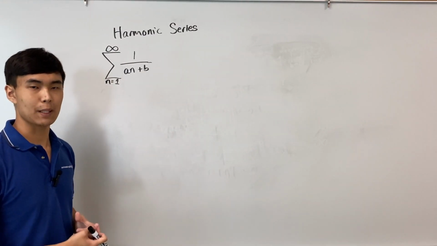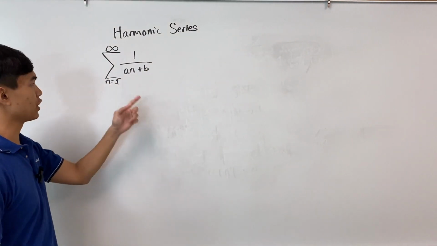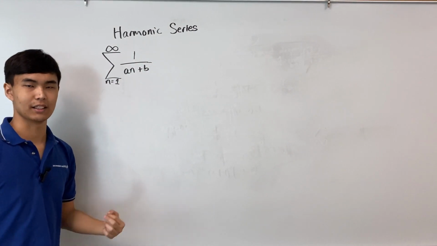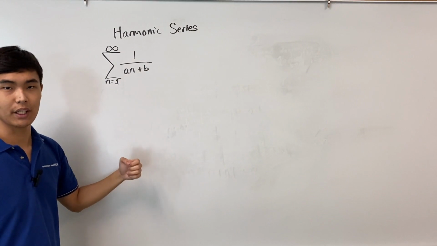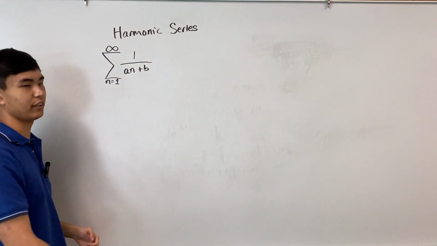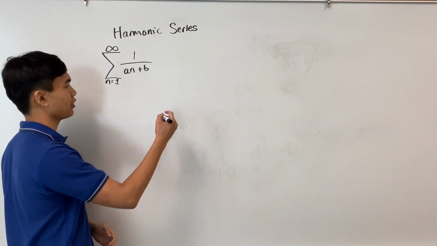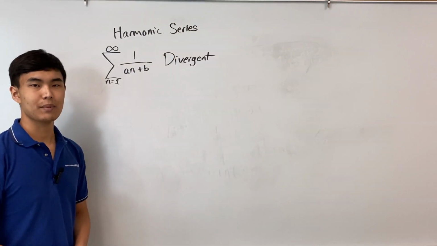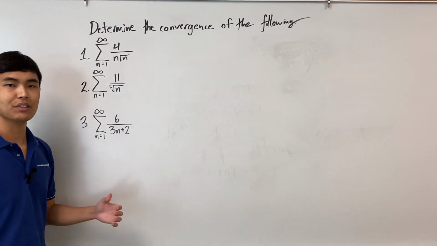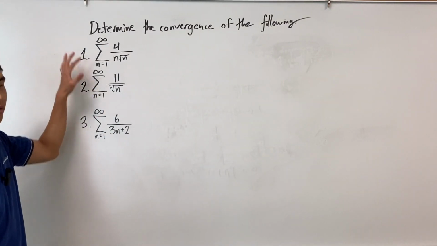And there's a more special type of series called a harmonic series, which is in this form where a and b are constants. In reality, a harmonic series is just a p-series when p equals 1 with a few extra things added. But those things don't make a difference, and so all harmonic series diverge. This is a special type of series that you can use a shortcut for. To close the video, we're going to determine the convergence of the following series.